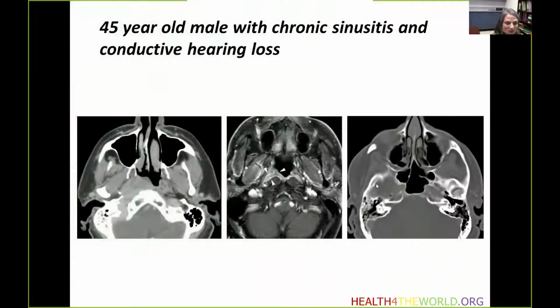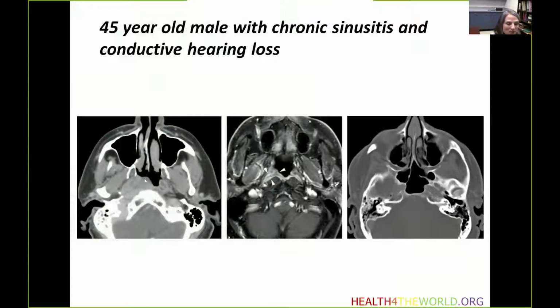Let's move on and take a look at a few cases that are relevant to our discussion. So this is the first case. This is a 45-year-old male with chronic sinusitis and conductive hearing loss. What do we see? We see a mass lesion.